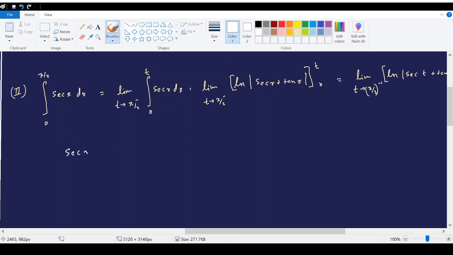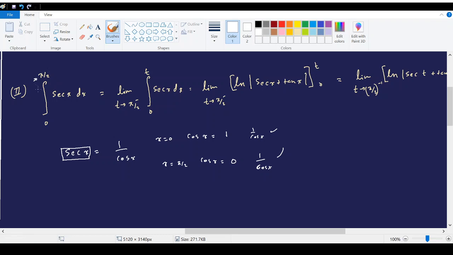We know sec x is equal to 1 over cos x, right? And at x equals 0, cos x will be equal to 1, so 1 over cos x will not make any problem. But at x equals pi by 2, cos x will be equal to 0. Then when you consider 1 over cos x, it will have a vertical asymptote. So in other words, the secant function will have a vertical asymptote at pi by 2.